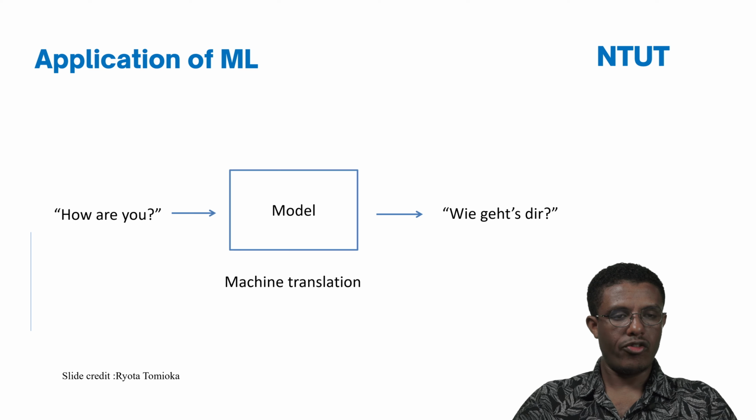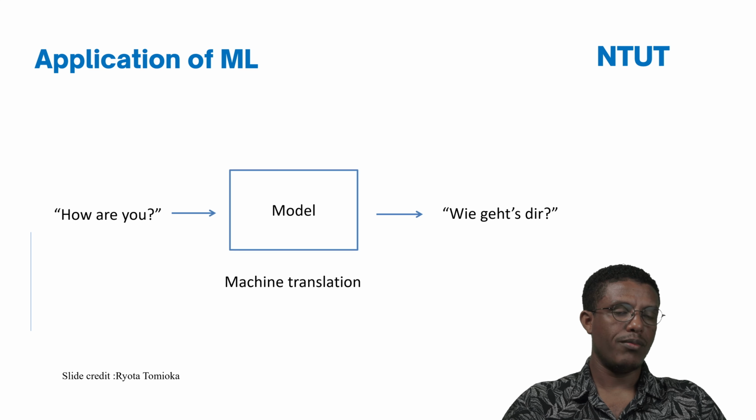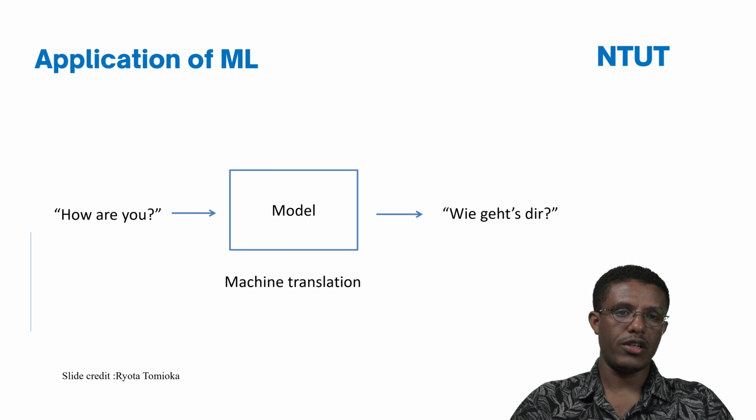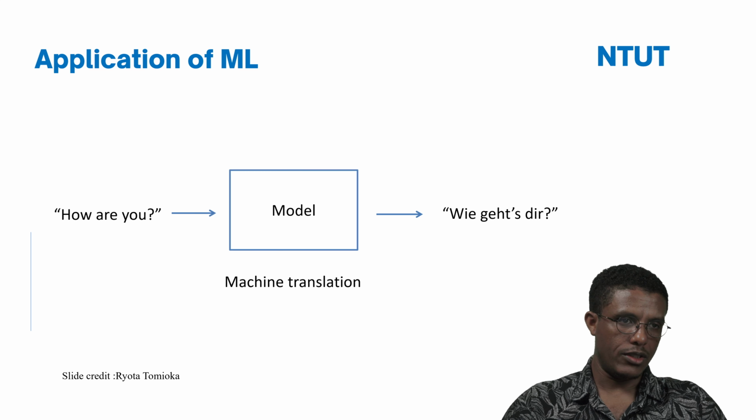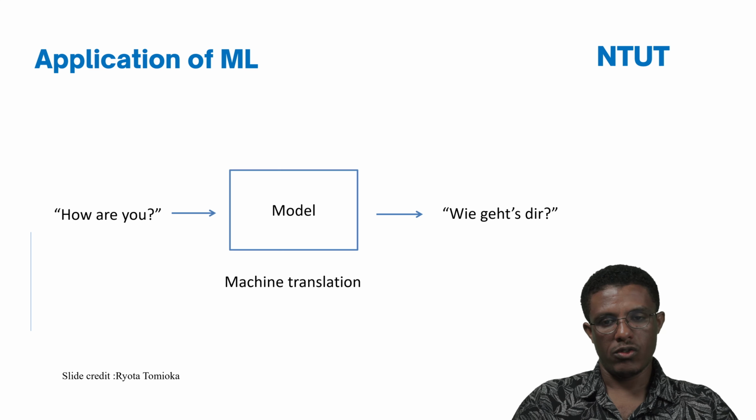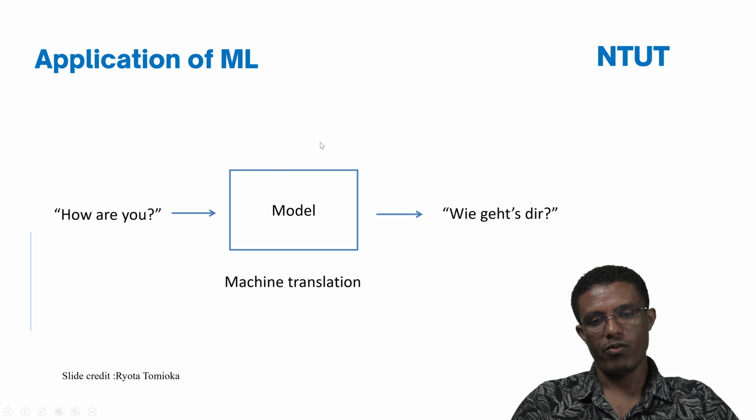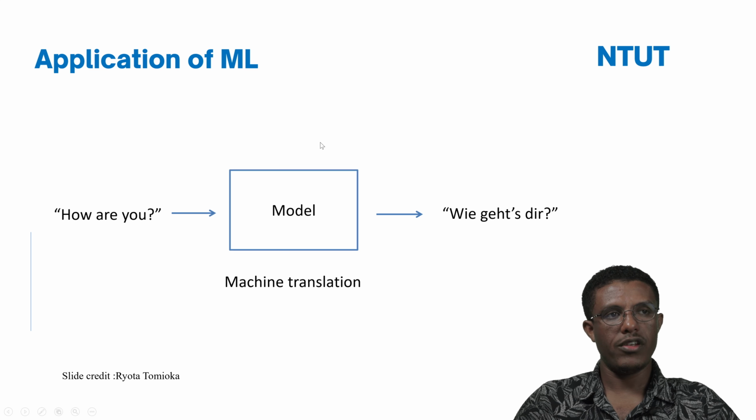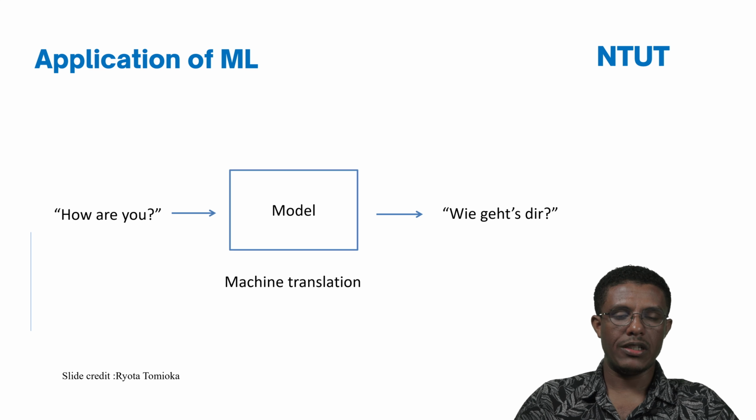Recently, because of machine translation, it has become easier to understand different languages and to communicate between two different people. This is one application of machine learning that makes communication easier, because even if we cannot speak a language, we can use these translators to translate from one language into another.